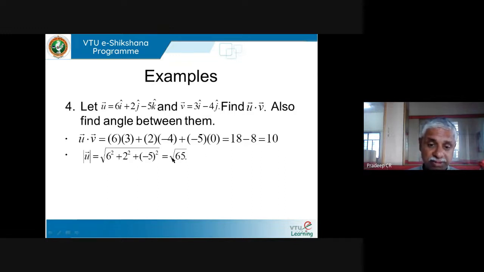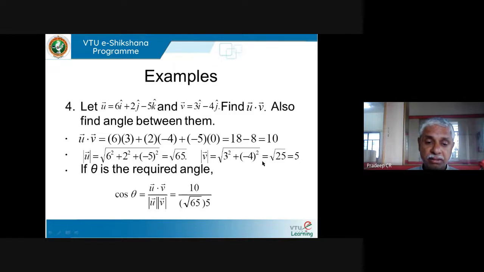And mod u is this much. I want to find the angle between them. Another definition for u dot v is mod u into mod v into cos theta. I can find mod u and mod v. And cos theta is u dot v divided by mod u mod v, which is this much. So from this I should be able to find theta. Theta is cos inverse of this. If I have done all my computations correctly, this will be 2 by root 65. So cos inverse of 2 by root 65 will be the angle between them.